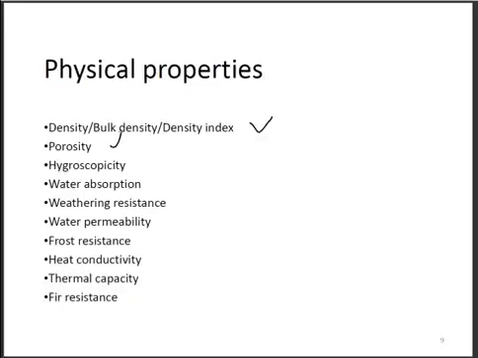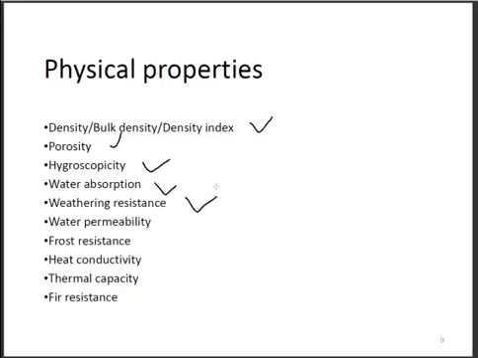Dense materials are used for constructions requiring very high mechanical strength, and dense materials will generally have low porosity. And there is hygroscopicity. Hygroscopicity is the property of a material to absorb water vapor from air. And there is water absorption. It is the ability of a material to absorb and return water.